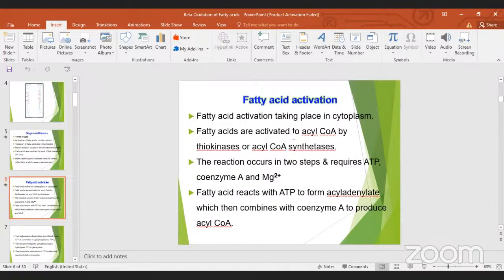The reaction occurs in two steps. ATP, coenzyme A, and Mg2+ are required. Fatty acids react with the ATP to form acyl adenylate, which then combines with coenzyme A to produce the acyl coenzyme A.